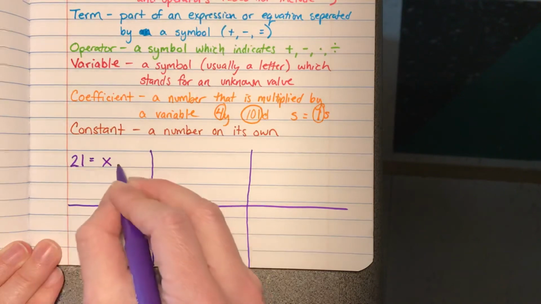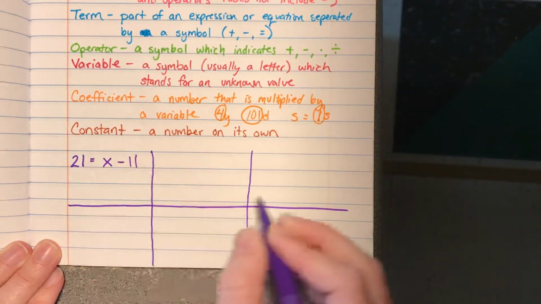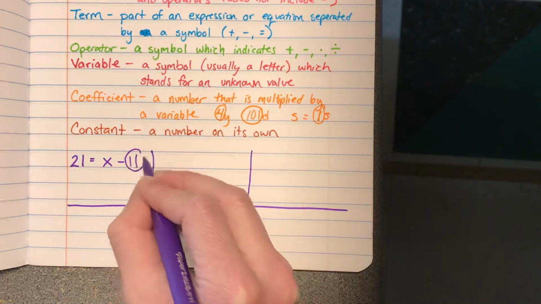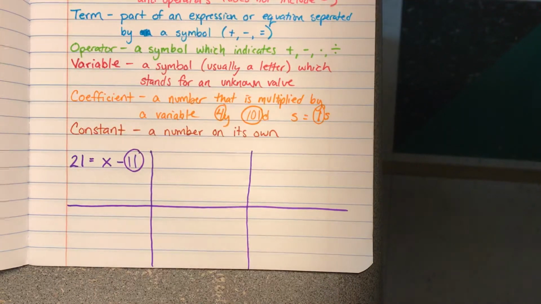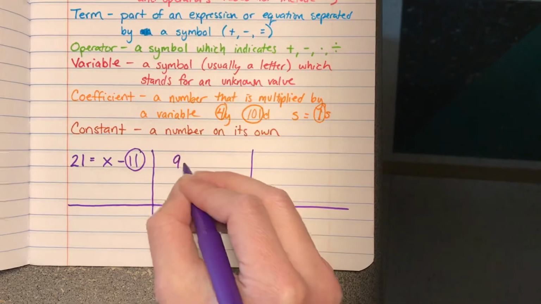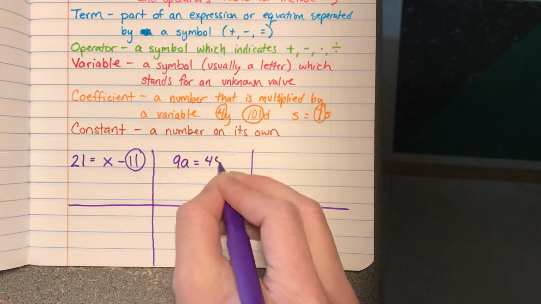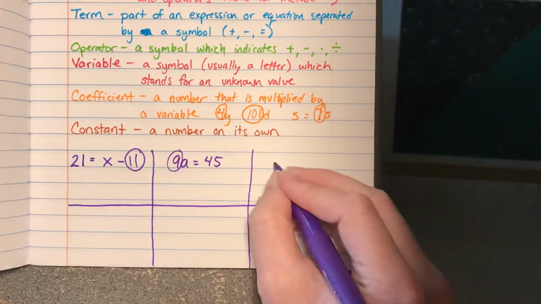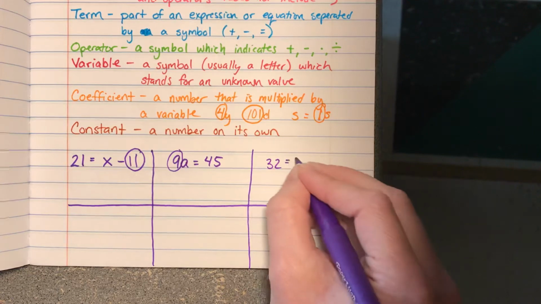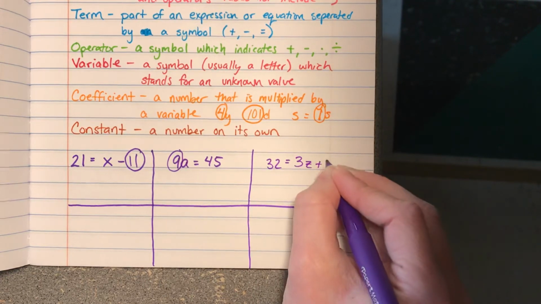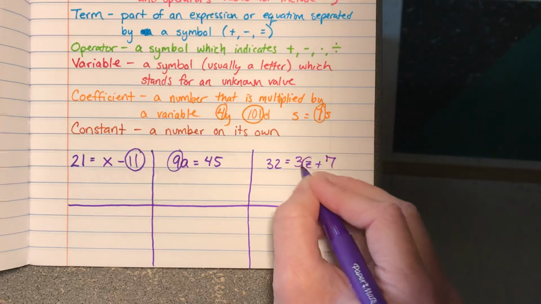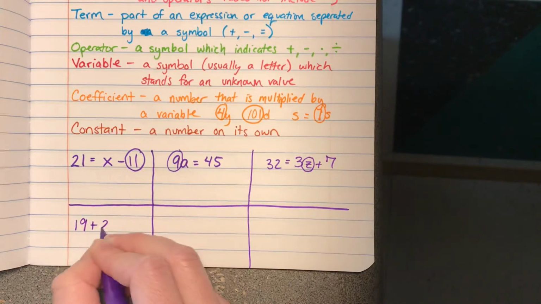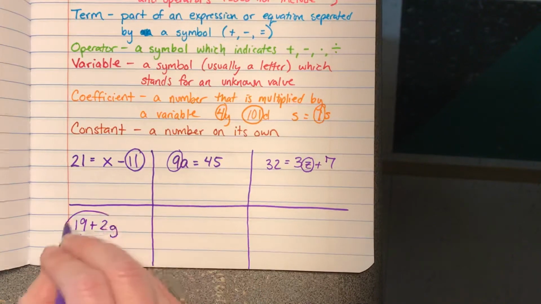The first one is going to be 21 equals x minus 11, and I'm going to circle the 11. The next one is going to be 9a equals 45, and I'm going to circle the 9. The next one is going to be 32 equals 3z plus 7, and I'm going to circle the z. The next one is going to be 19 plus 2g, and I'm going to circle the whole thing.